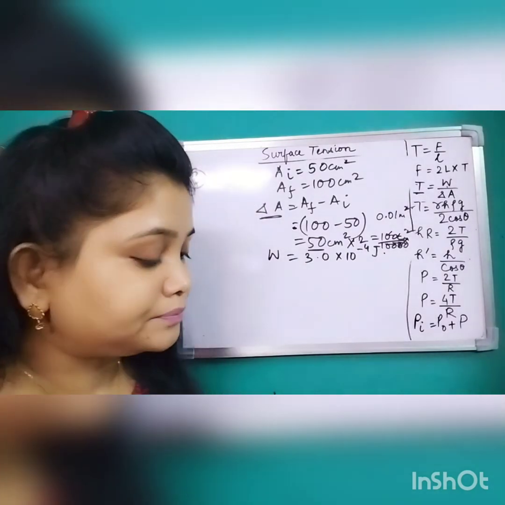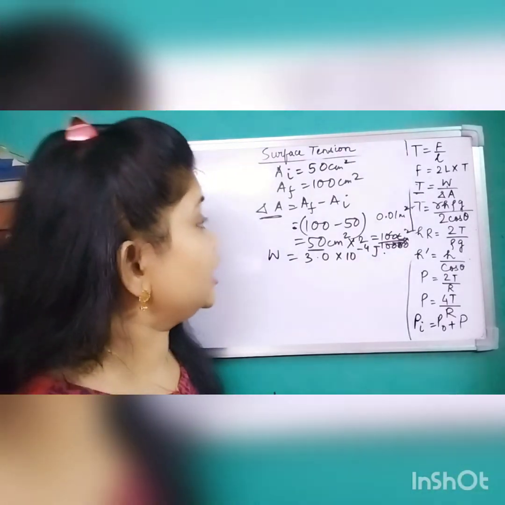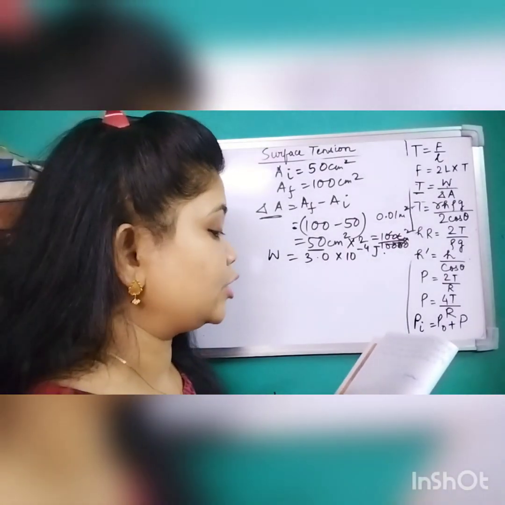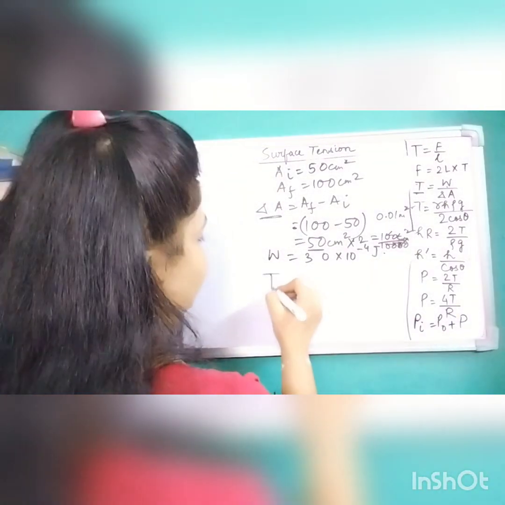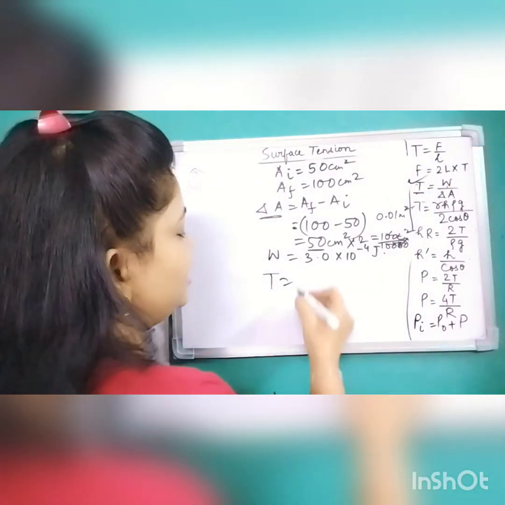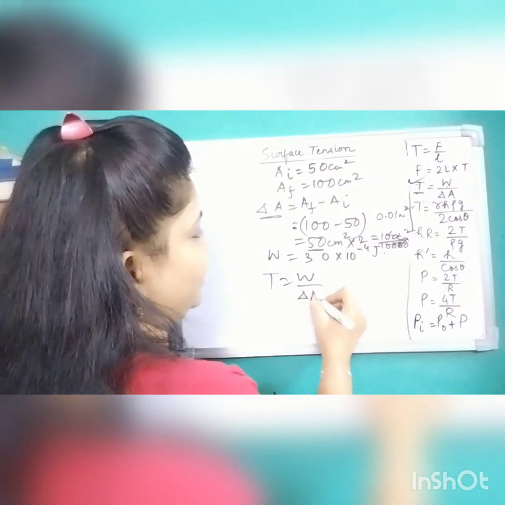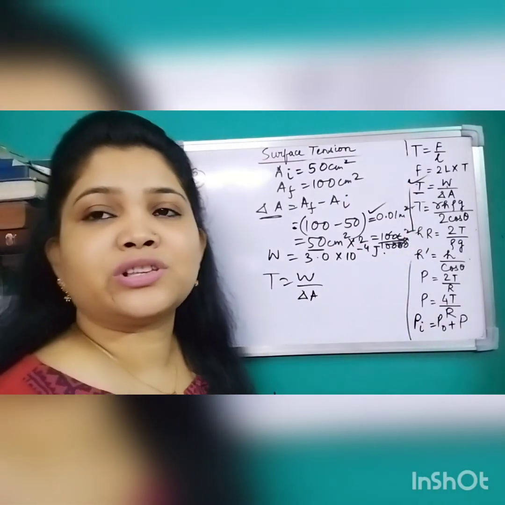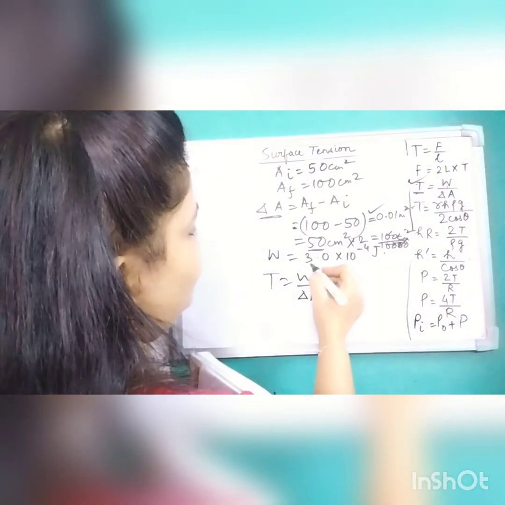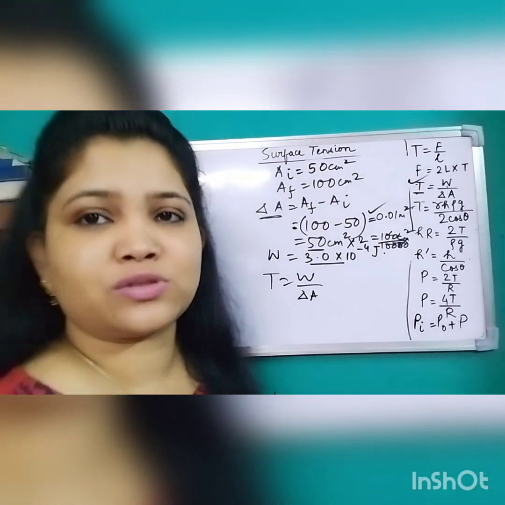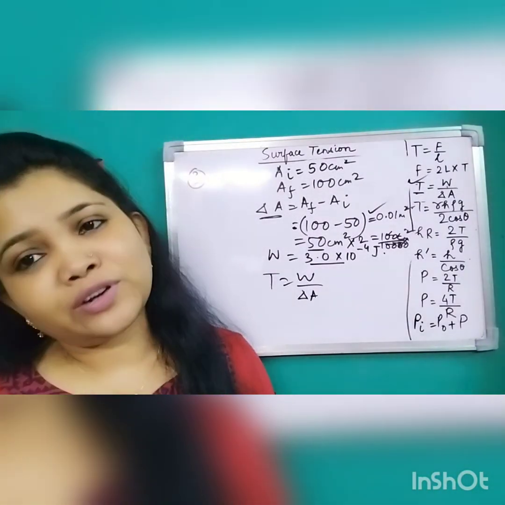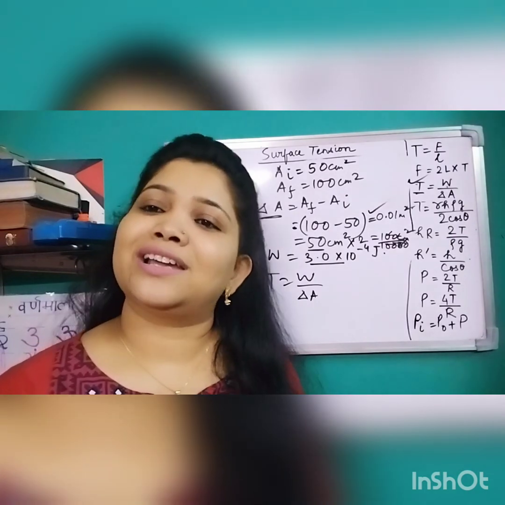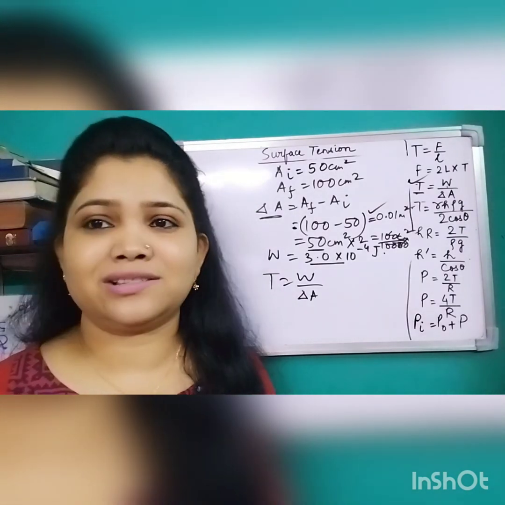Both are the same. So, work done is given. What do you have to find out? Calculate the value of surface tension. Very easy, just put it in the formula. T is equal to W by delta A. What is delta A? Delta A is equal to 0.01 meter square. What is W? 3 into 10 to the power -4 joules. So you know W, you know delta A. Put it, solve and get the answer. Very easy sum.